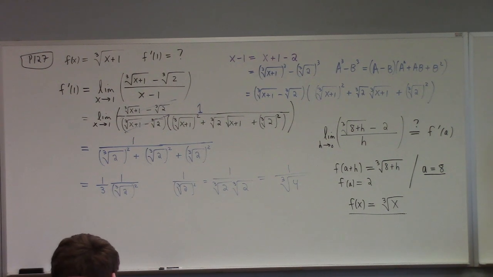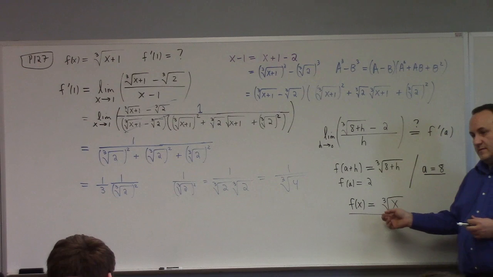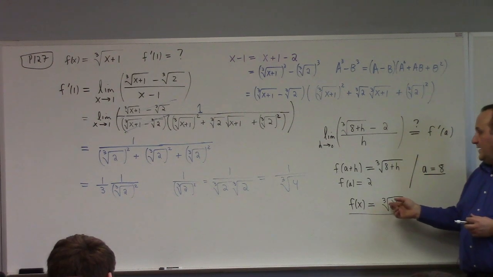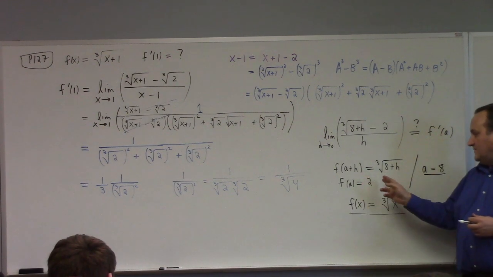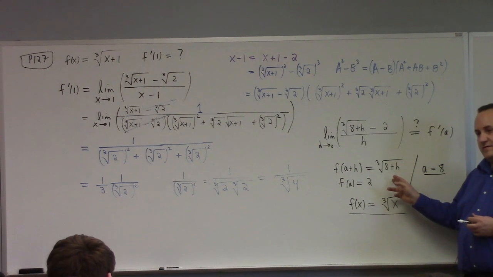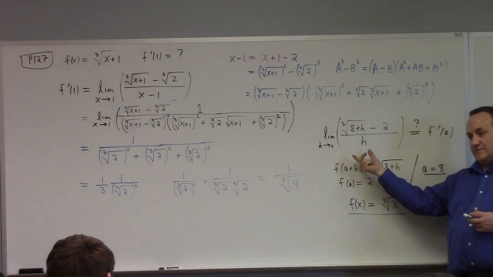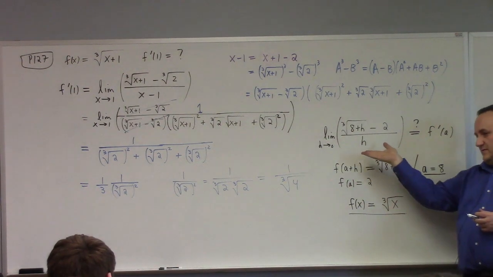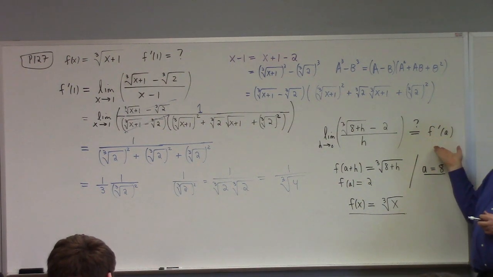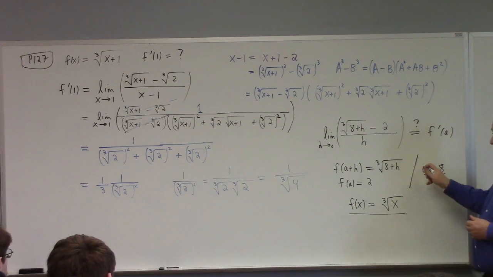So I don't have an algorithm for solving this. You just kind of have to make a creative leap and check yourself. All right? But I think that'll work. Because the cube root of 8 is 2, and f of 8 plus h would be the cube root of 8 plus h, right? So then you're looking at f of a plus h minus f of a divided by h, limit as h goes to 0. By definition, that's the derivative. So for part A, I would do that.